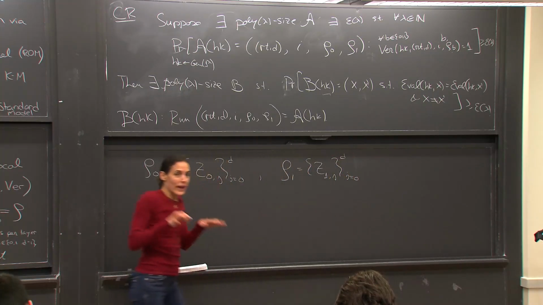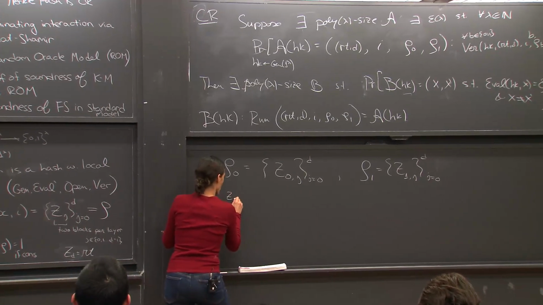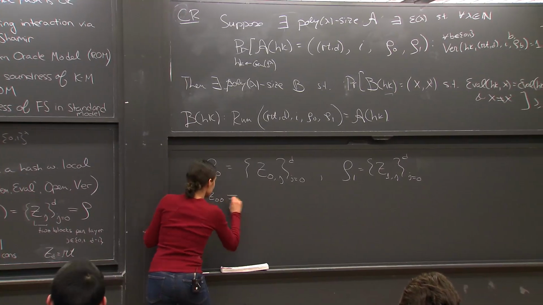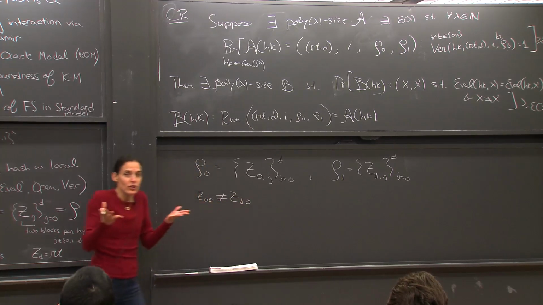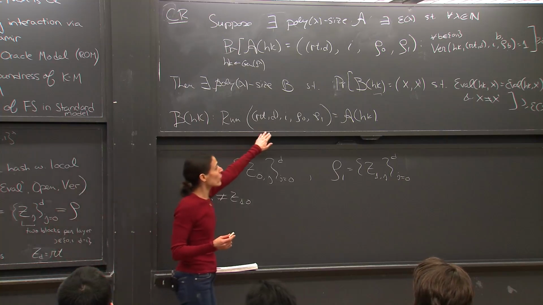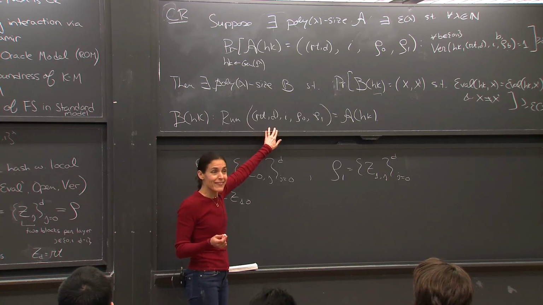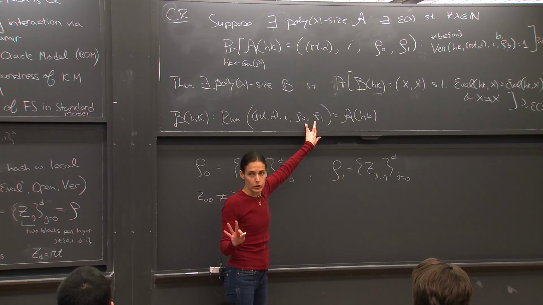Now, what do we know? In the leaves, we know that Z0,0 is different than Z1,0. The 2 leaves are different because, suppose the verifier accepts both of them. In the case that these are both accepted, I'm going to argue that I found collisions.